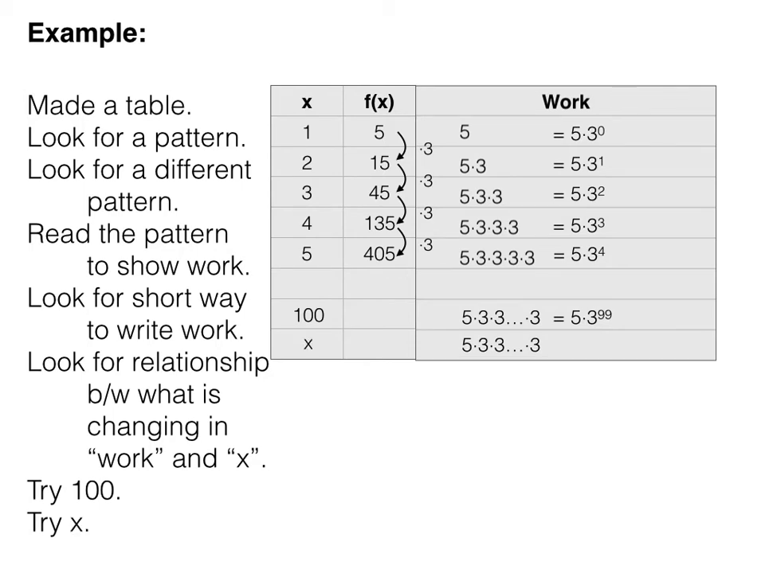So again, we're going to have 5 followed by a bunch of 3's. But how many 3's? Well, 1 less than x, whatever x is. So how do we get 1 less than x? We just subtract 1 from x. So 5 times 3 to the x minus 1 power. So now we have our rule. F of x is equal to 5 times 3 to the x minus 1 power.